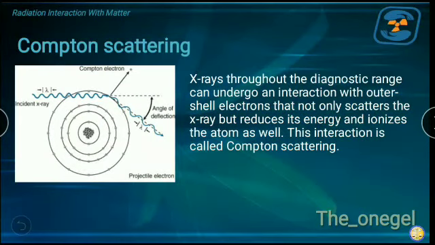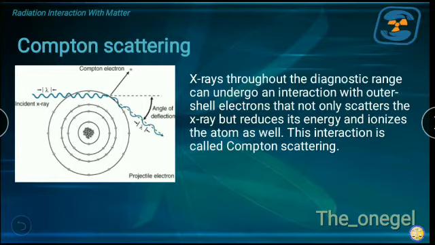Next, we have Compton scattering. I would like to emphasize, class, that only two types of interaction can happen in diagnostic radiography. One of which is Compton scattering. The other one is the photoelectric effect. Only these two have a high chance of happening to the X-ray, considering the energy of the photon.